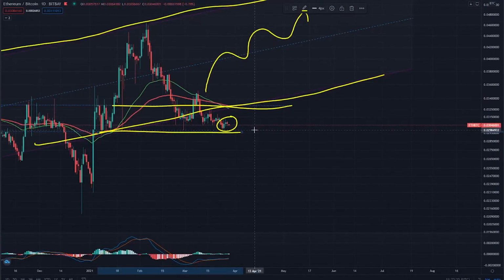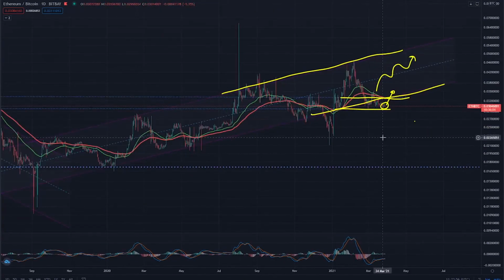So I don't think this is the end of the world and we can still manage to climb back into this channel, but we will have to wait and see how is the performance of crypto in the next few weeks. However, we can safely say that the altcoins are performing much better at the moment.